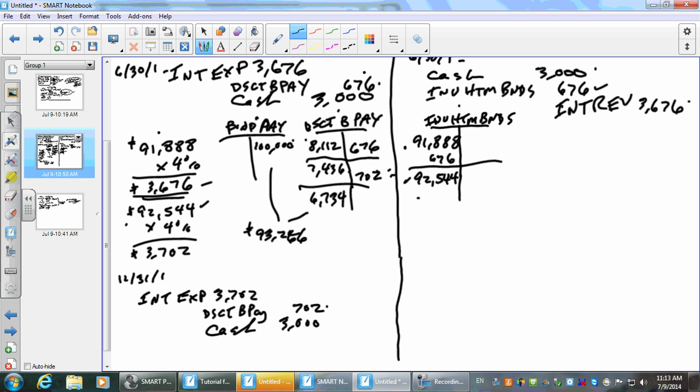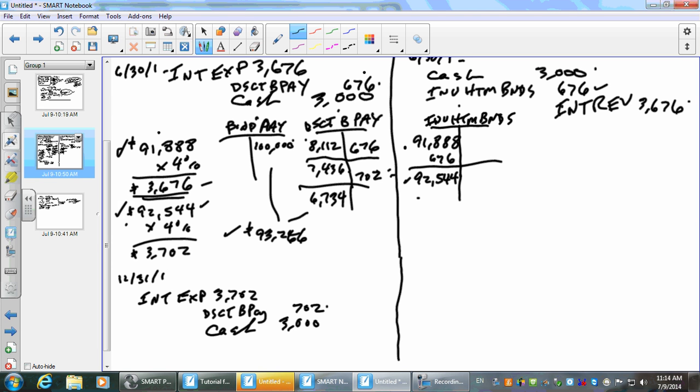Notice it went from 91,888 up to 92,544 to 93,266. What's going to happen after we've done this 10 times? It's going to hit 100,000 because the discount's going to be zero. Everybody got it? Discount's going to gradually go down to zero. Amortize the discount. Okay? How much interest expense will we have recognized over the life of the bond?